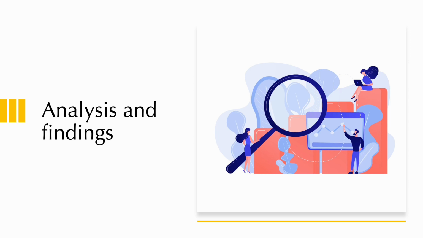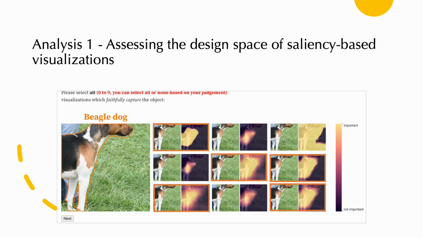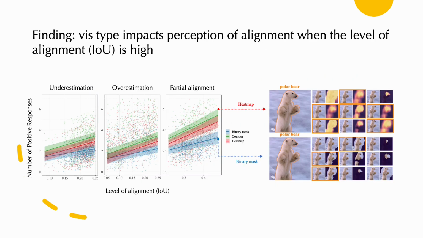Let's take a look at the analysis of our user study results. In the first analysis, we studied how the design space of visualization influences participant responses. We propose to use the number of positive responses provided by a participant as a proxy for the design space coverage. The more positive responses provided, the more that the user agrees with the visualization's design space for a given saliency map. As shown in the left figure, we find that visualization type has a significant impact on the number of positive responses from participants, especially when the saliency map has a high level of alignment. This suggests that participants utilize the additional information presented in contour and heat map visualization, such as discarding certain regions in the image as unimportant given their visual encoding.